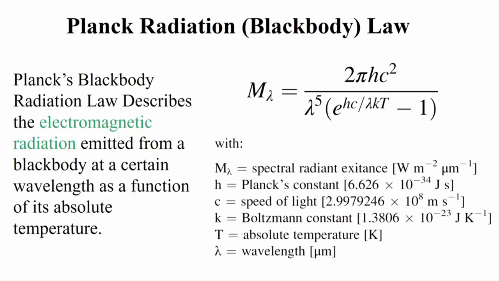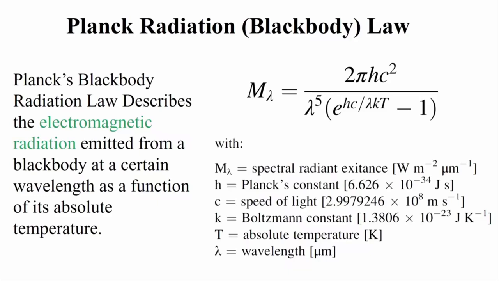Now we are going to discuss a few laws. This is the Planck radiation law, also known as Planck's black body law. Planck's black body radiation law describes the electromagnetic radiation emitted from a black body at a certain wavelength as a function of its absolute temperature.